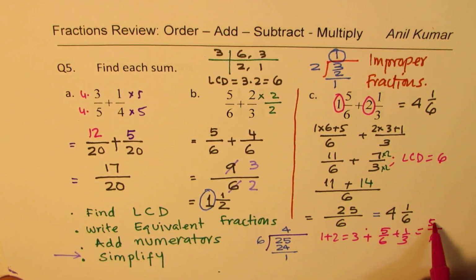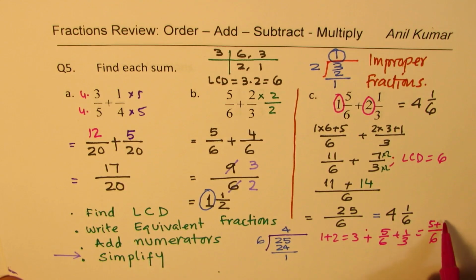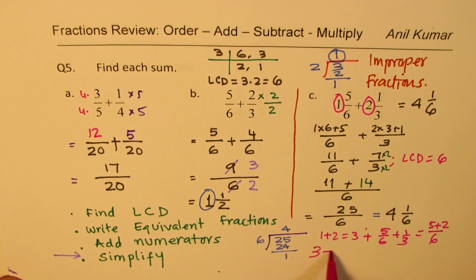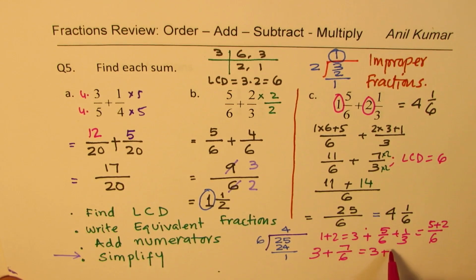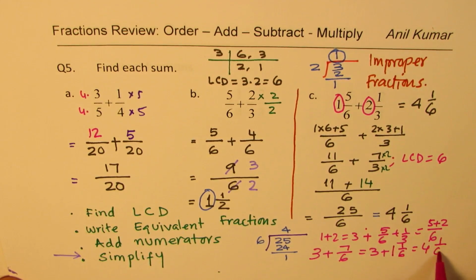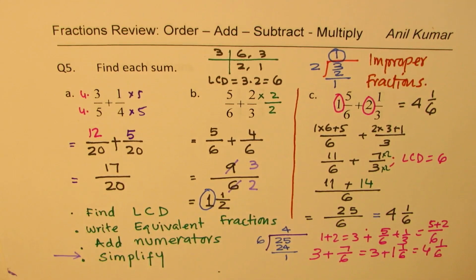Here you get 5 plus 2, which is 7. And so you say, well, we have 3 plus 7 over 6, which is 3 plus 1 and 1 over 6, or 4 and 1 over 6. Now that is an alternate method. You could do that also, right?